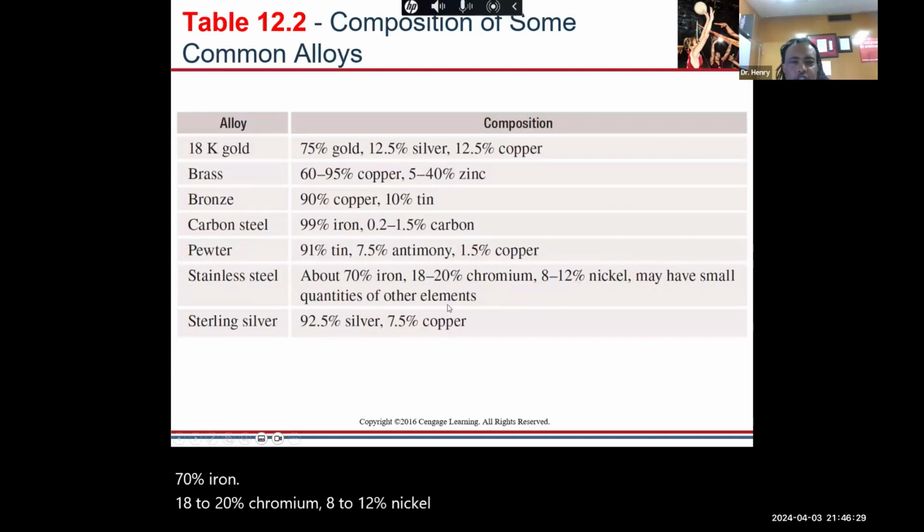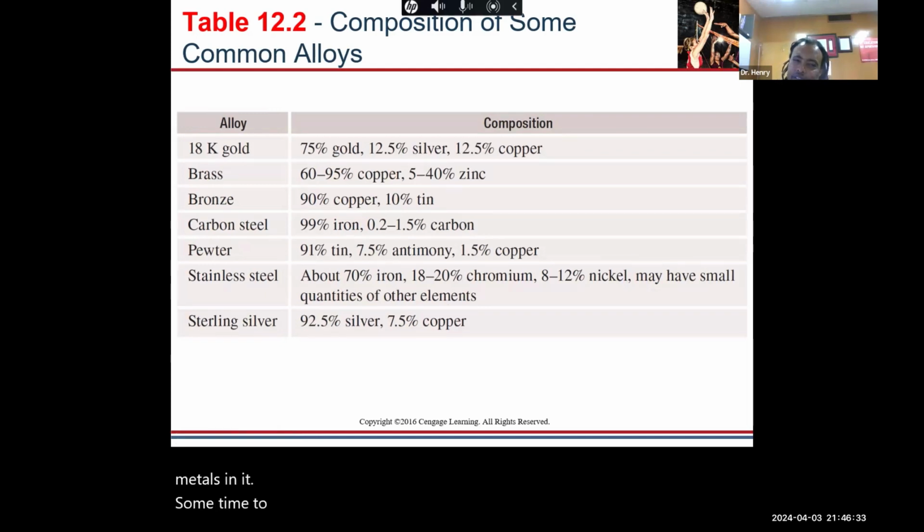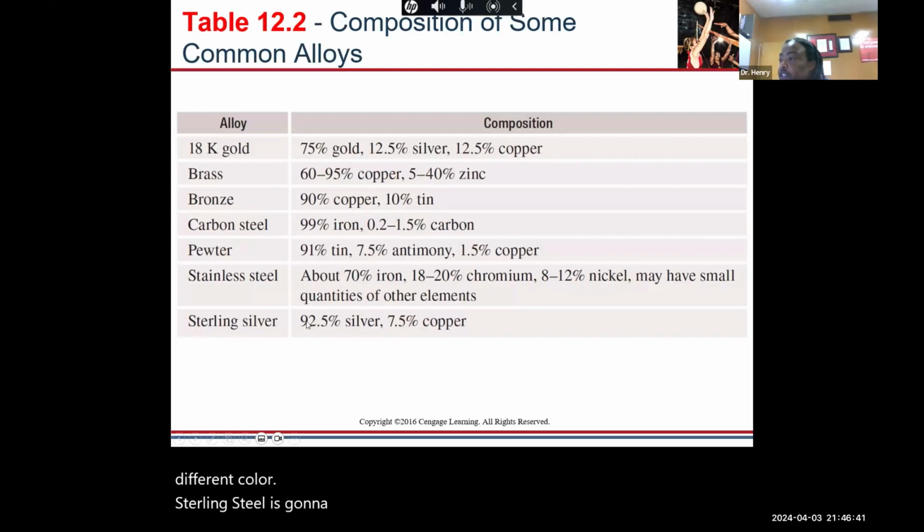And sometimes they'll have other trace metals in it, sometimes to give it a little bit of a different type of shine or a slightly different color. Sterling silver is going to be 95.5% silver and 7.5% copper.